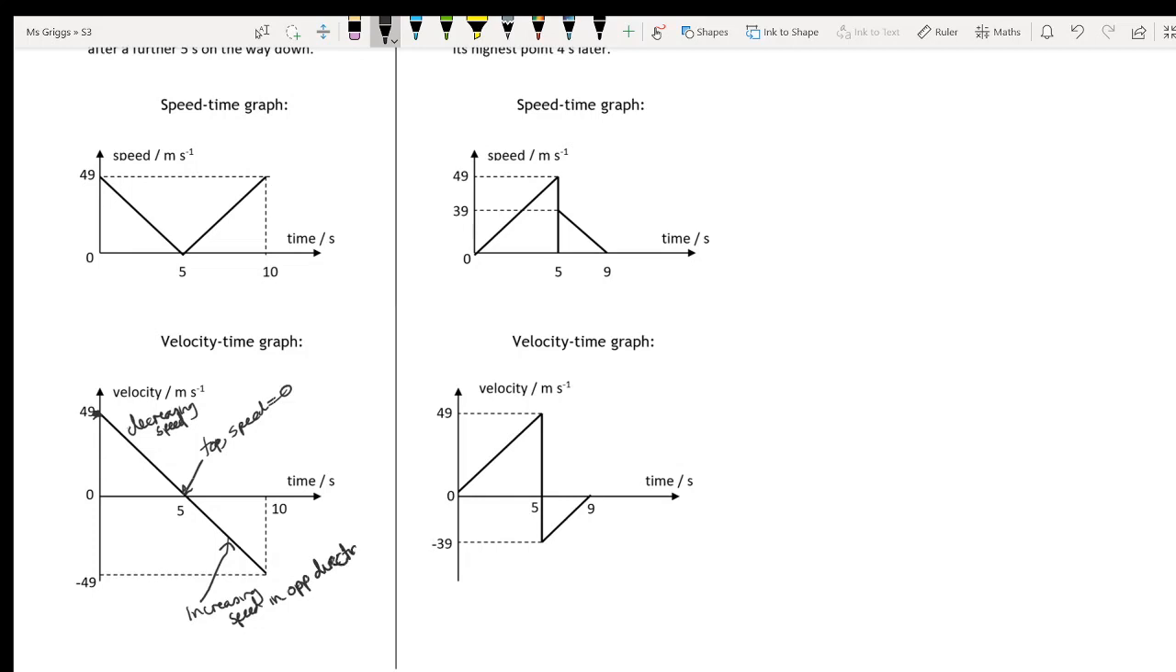So we can see that it has changed direction when it crosses 0. So it goes up and then comes back down again.